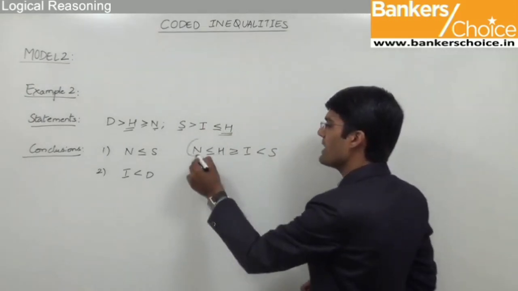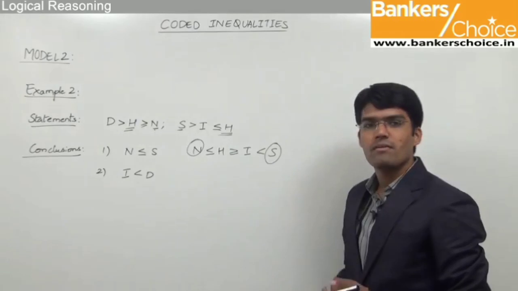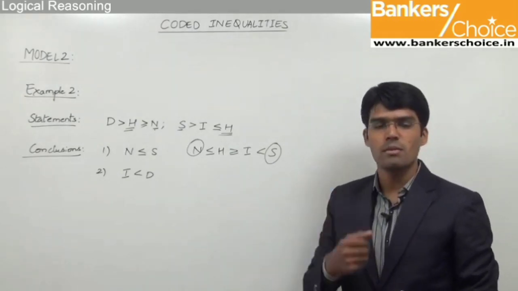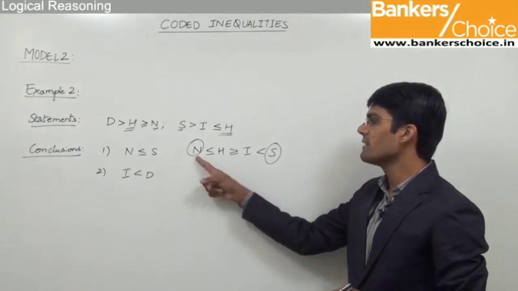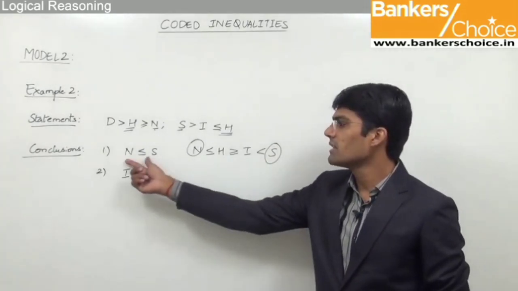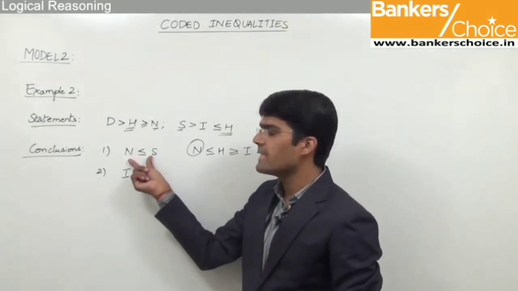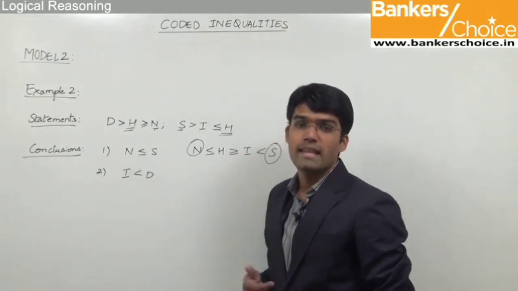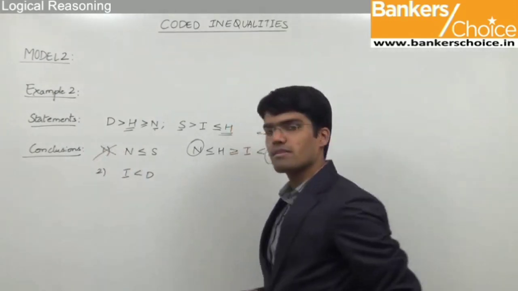Now if we try to compare N and S, we know that in between N and S we have got dissimilar inequalities, and from rule number 3 it is very clear that whenever we have dissimilar inequalities, the variables N and S cannot be compared. So here the given conclusion should be taken as false, because it says N is less than or equal to S, but N can also be greater than S. So conclusion number 1 is false.